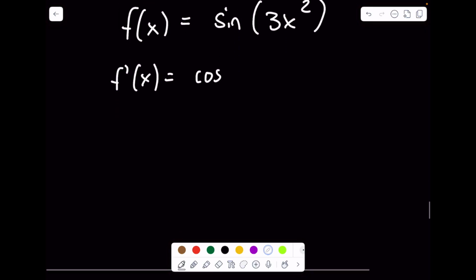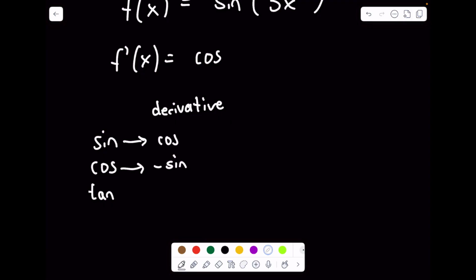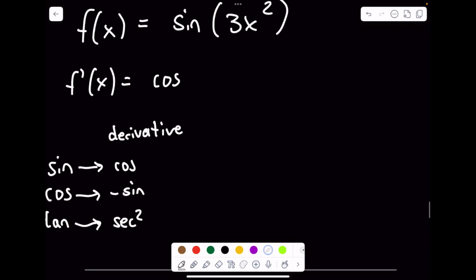In case you guys don't know, for the three trigonometric functions, these are just derivatives you should remember. Sine's derivative is just cos. Cos's derivative is negative sine. And for tangent, you get secant squared when you derive it. You should memorize these. These are just important derivatives.